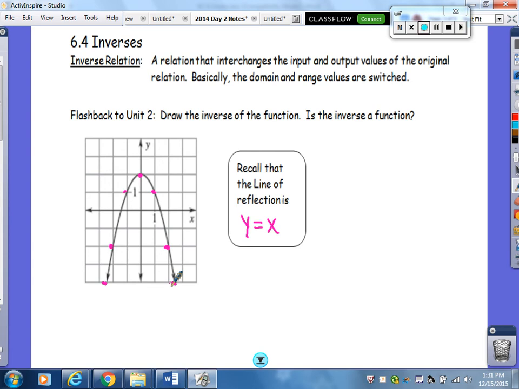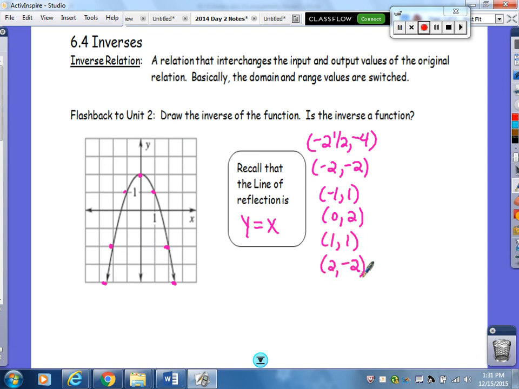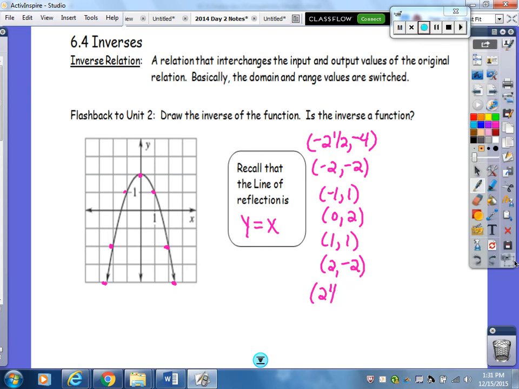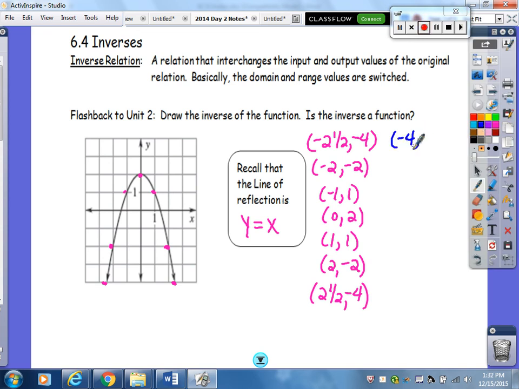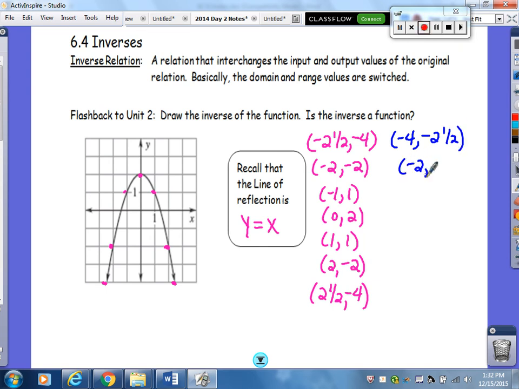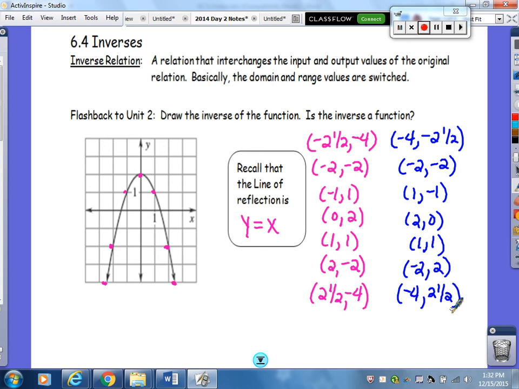All right, let's write the coordinates of these points. So we're going to have (-2.5, -4), (-2, -2), (-1, 1), (0, 2), (1, 1), (2, -2), and (2.5, -4). All right, let's switch them. So our inverse is going to be (-4, -2.5), (-2, -2), (1, -1), (2, 0), (1, 1), (-2, 2), and (-4, 2.5). And we're going to graph those and connect them, and that's going to be our inverse.